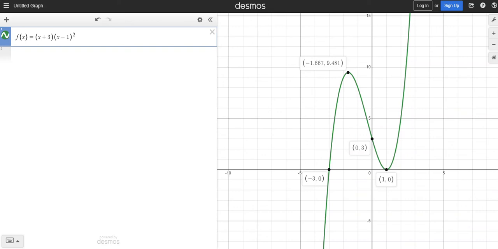But for right now, let's get this one. I'm just going to go ahead and say I can count by ones. So 1, 2, 3, 4, 5, and 10, and negative 5 and negative 10 on the y-axis are my scale. I'll put my y-intercept at (0, 3), and then I'll put my maximum at about (-1.7, 9.5).